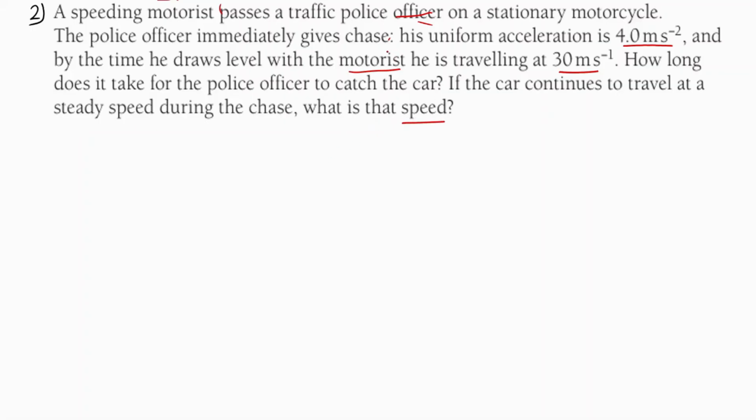So in this question, the motorist means the person who drives the car, like a driver. In this question there are two parts. First is how long does it take for the police officer to catch the car, means time. The second says if the car continues to travel at a steady speed during the chase, so you have to find the speed also. So try by yourself.